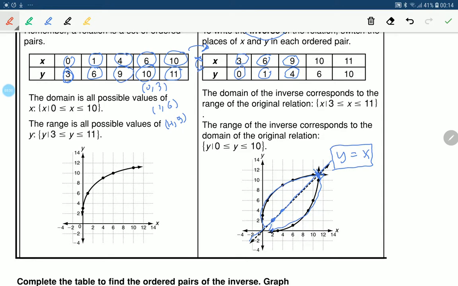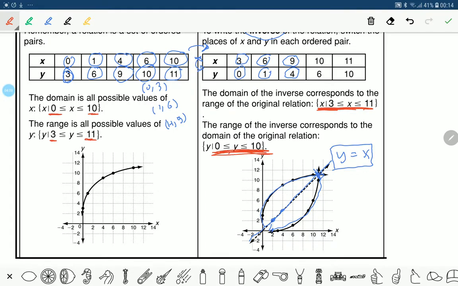For this function, the domain of x will be x equals 0 to 10, okay, which is the x values. And the y values will be y equals 3 to 11. For the inverse function, x will be from 3 to 11 and y will be from 0 to 10. For the inverse, the domain and the range will be reversed.